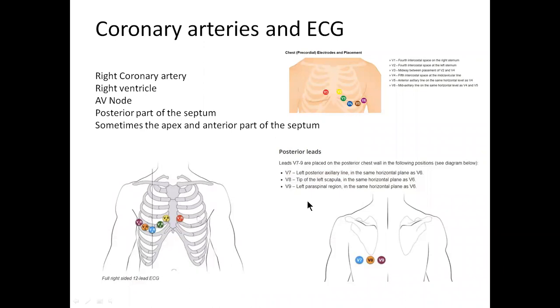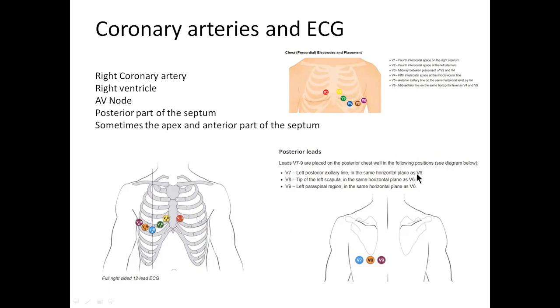The next part that can get affected is, since the right coronary artery goes to the posterior septum, we have to find out, did the posterior wall also get affected? So for that, the traditional way we put the leads, well, we continue it on the back. And this is what we do. They are called V7, V8, V9, okay?